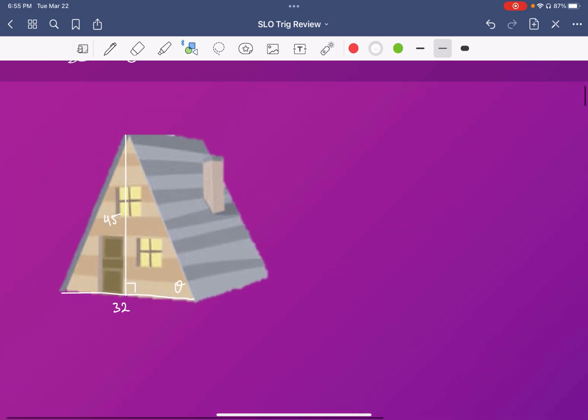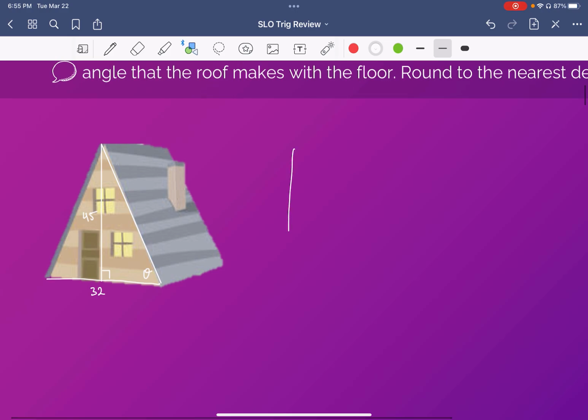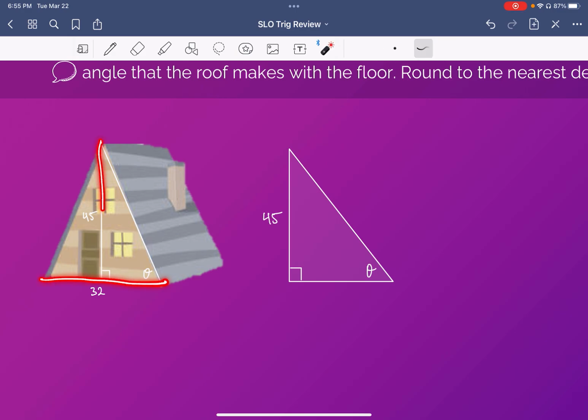And so you see you can create that right triangle. So I'm actually just going to redraw it, and I'm only going to draw half of it so you can get a clearer picture. So the angle is still down here, the height is still 45. However, notice that since we're cutting the house in half to just get one side of the triangle, this will also have to be divided in half. So instead of 32, now the width is 16.